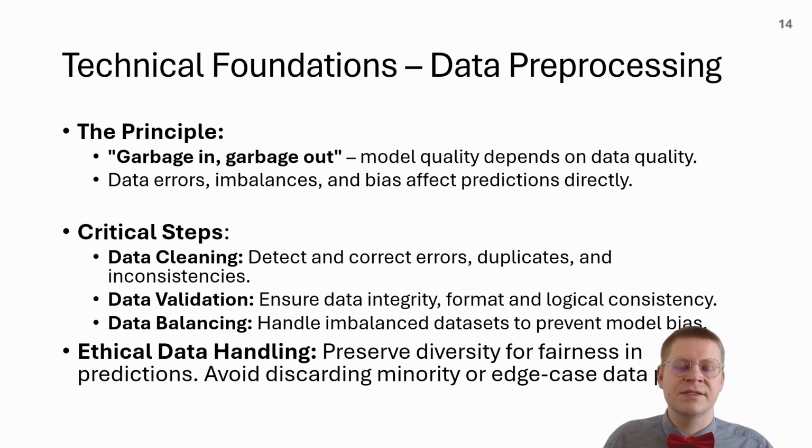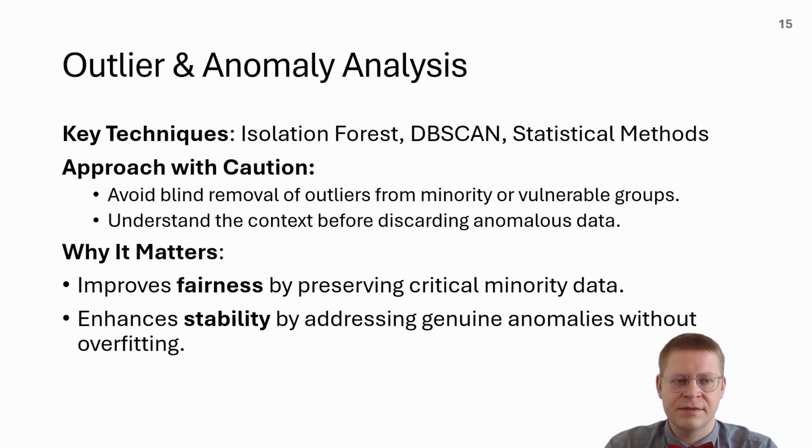And by prioritizing data quality, validation, and balancing, while handling data ethically, we set the stage for robust, fair, and responsible machine learning models. Outliers and anomaly detection is another critical step in responsible machine learning, ensuring that our models are robust without losing valuable information.